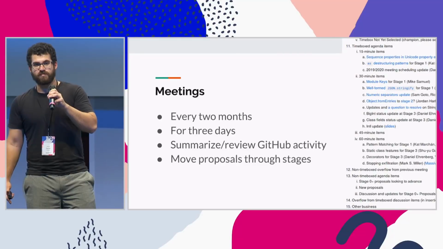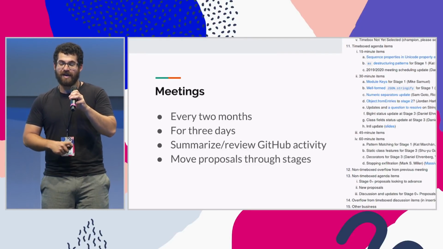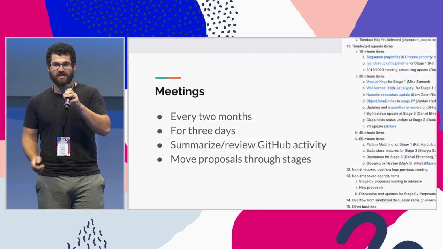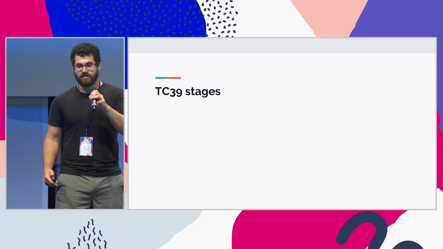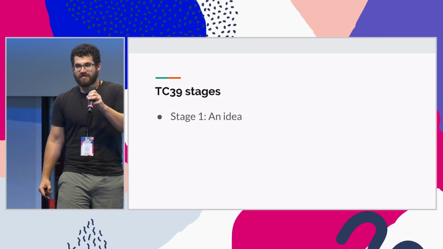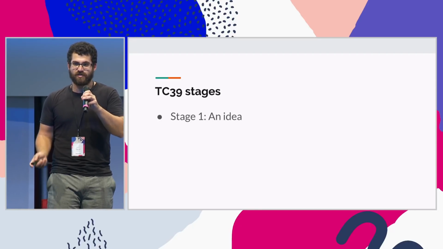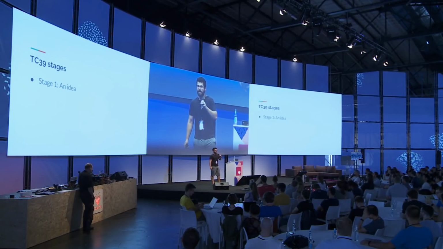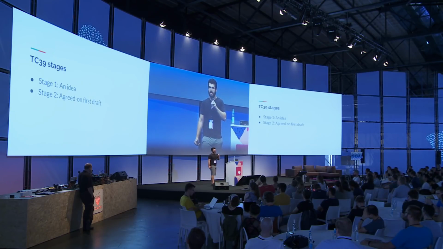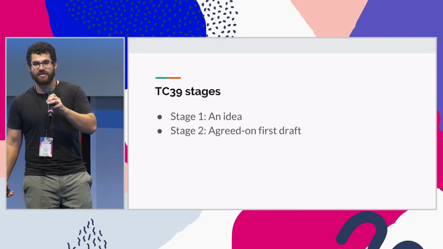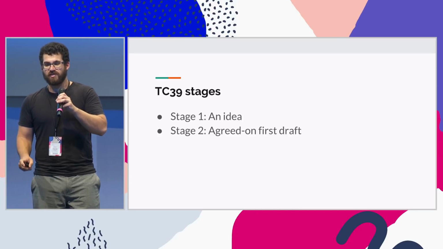And these proposals move through stages. So if it's a big proposal like BigInt, we don't just have a pull request against the main spec and start with that. We instead make a separate proposal that goes through these stages. You might have heard of stage 1 is just a general idea. We're discussing sort of a problem space within the committee. Stage 2 means that we have an agreed on first draft that TC39 has decided we're going to do something here, and it's going to look more or less like this.